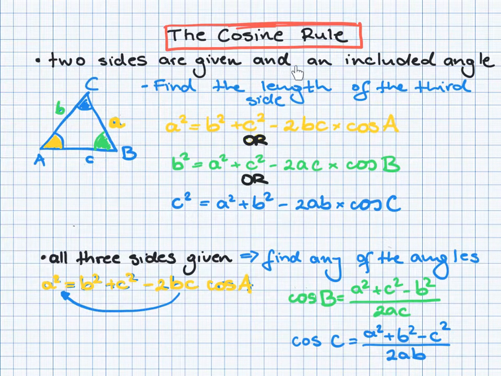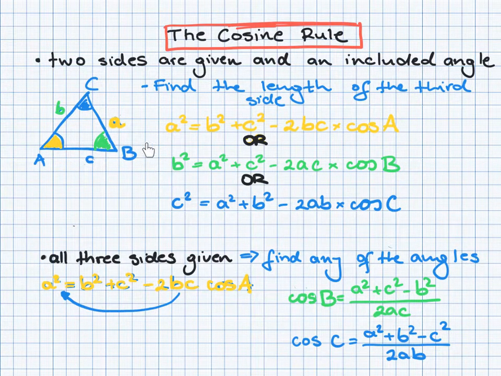Two sides are given and an included angle, so we find the length of the third side. And if we had all three sides, then we can find an angle if there's a need for it. As you know, this rule says that with all three sides given, we can find an angle.